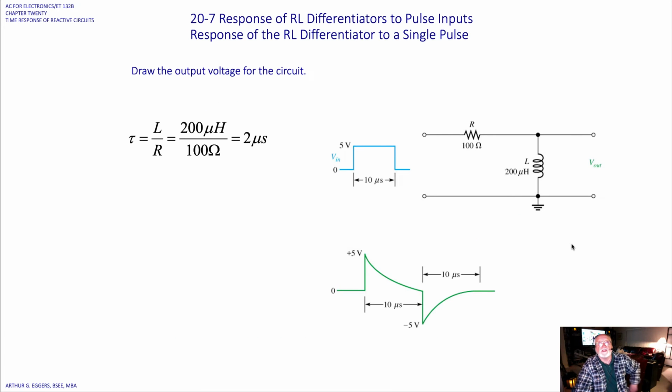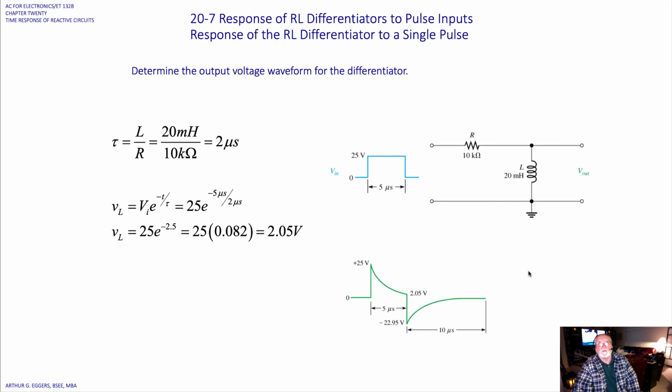So same example here. If we take a look at L over R, our tau ends up being a time constant of 2 microseconds for this example. We have 10 microseconds as the pulse width, so this is much smaller, and so you can see the waveform here then as the pulse makes its way through the circuit, and we end up then with a 10 microsecond pulse width that matches the input.